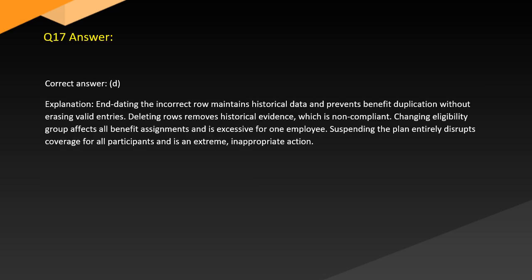Answer. Correct answer: D. Explanation. End dating the incorrect row maintains historical data and prevents benefit duplication without erasing valid entries. Deleting rows removes historical evidence, which is non-compliant. Changing eligibility group affects all benefit assignments and is excessive for one employee. Suspending the plan entirely disrupts coverage for all participants and is an extreme, inappropriate action.